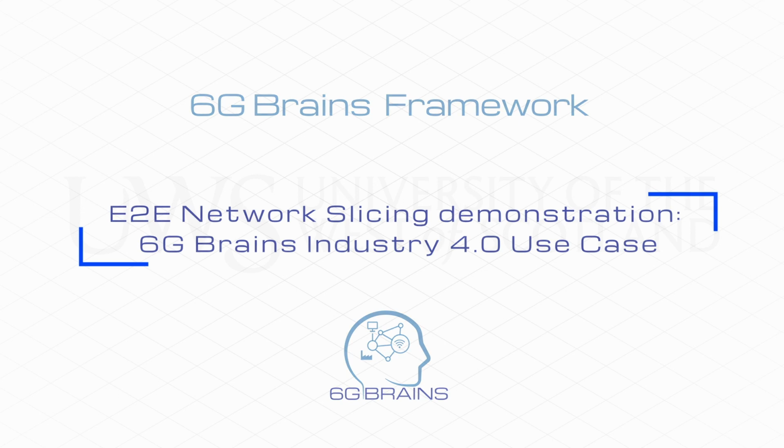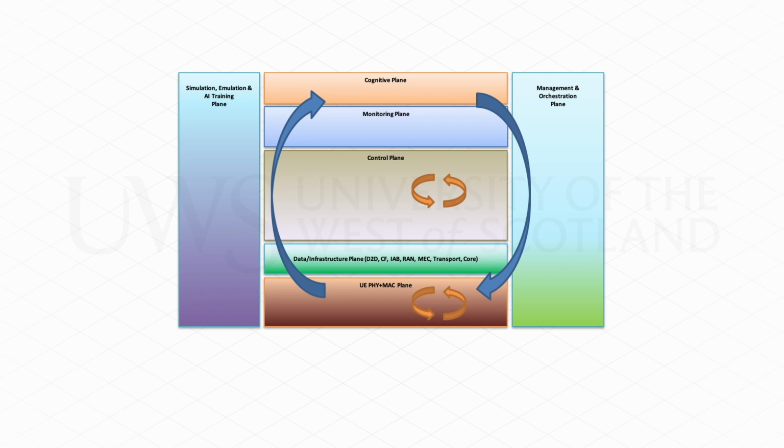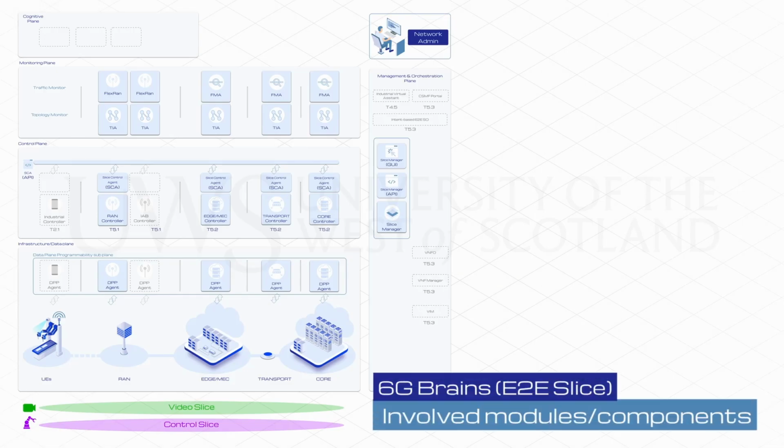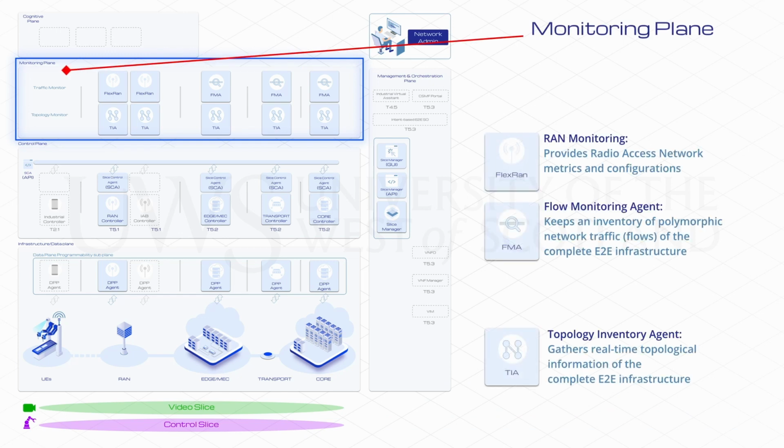The 6G BRAINS architecture, divided in different planes, can be instantiated for different purposes to create multiple functional architectures. This demo focuses on work package files, especially task 5.2 and part of task 5.1 and 5.3 to show our vision of an end-to-end network slice. In the monitoring plane are all the modules that provide information about the flows traversing over the network segments and the infrastructure topology.